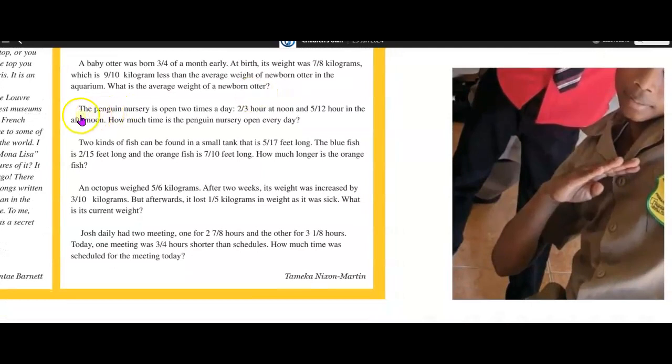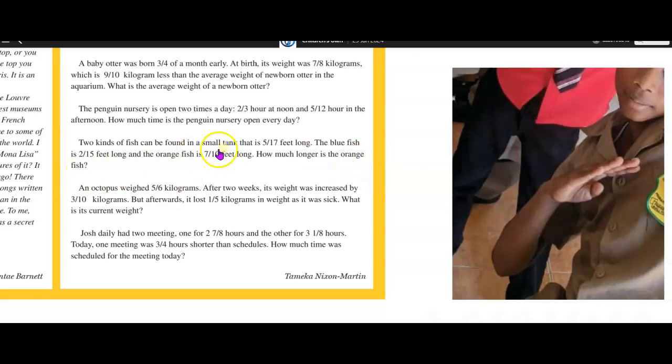The penguin nursery is open 2 times a day, 2/3 of an hour at noon, and 5/12 of an hour in the afternoon. How much time is the penguin nursery open every day? Two kinds of fish can be found in a small tank that is 5/17 of a foot long. The blue fish is 2/15 of a foot long, and the orange fish is 7/10 of a foot long. How much longer is the orange fish?